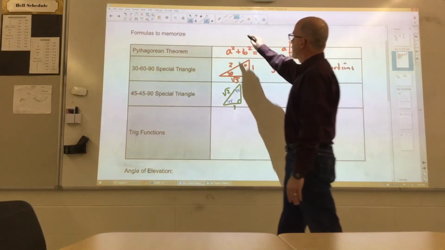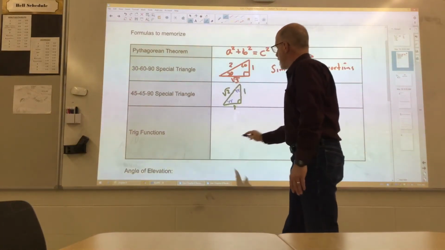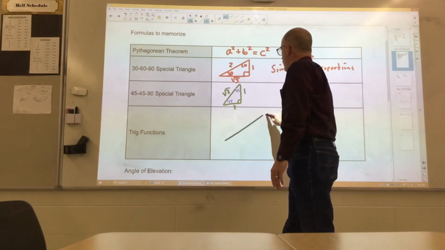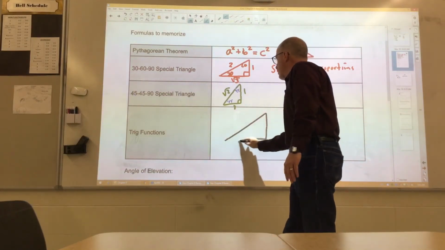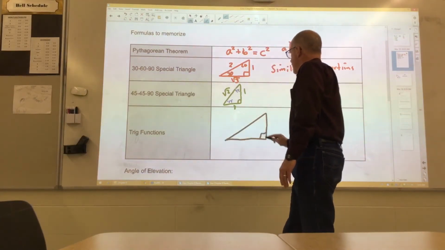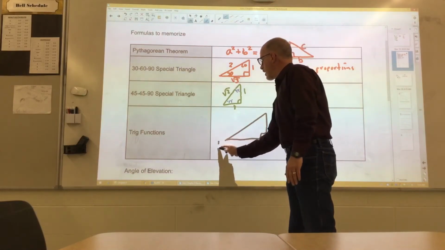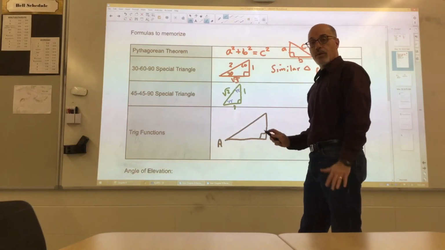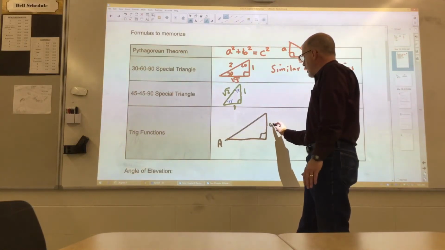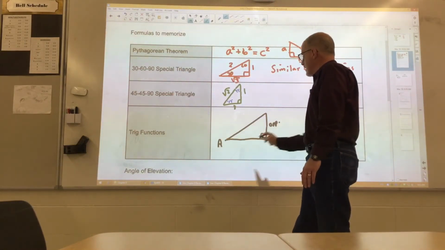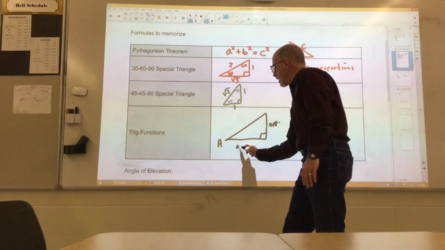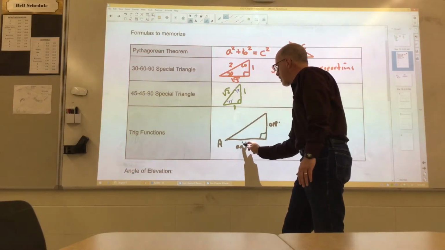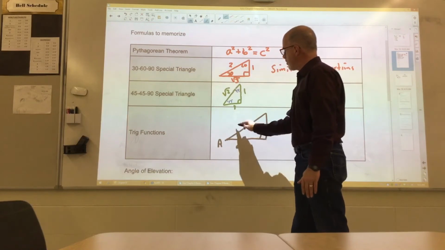Now our trig functions are based on if we've got a right triangle, because we've been using right triangles, and if we have this angle A, remember our sides we reference are the opposite side, opposite to that angle, the adjacent side, which is right next to it, but not the hypotenuse, and then the hypotenuse.